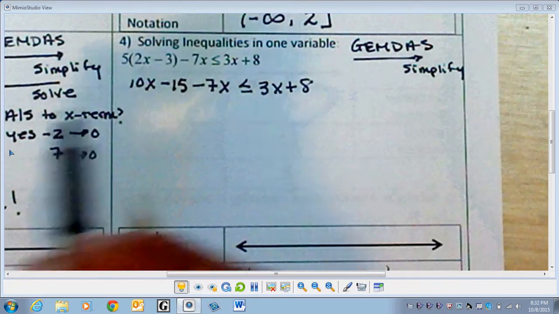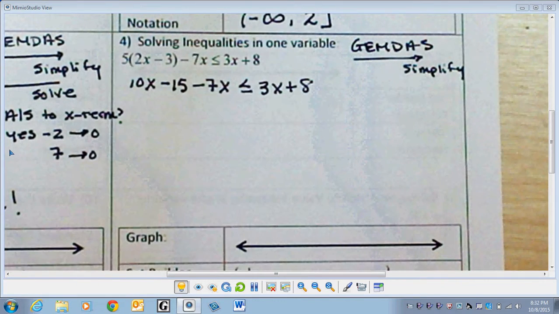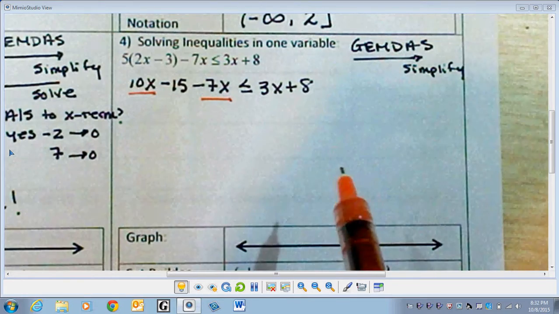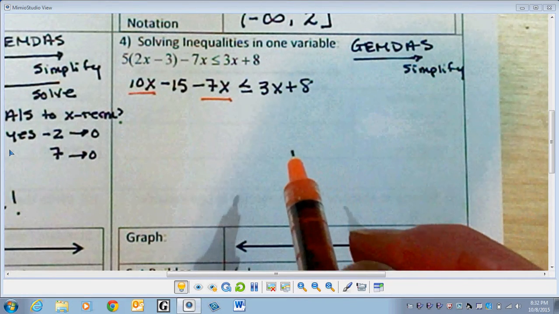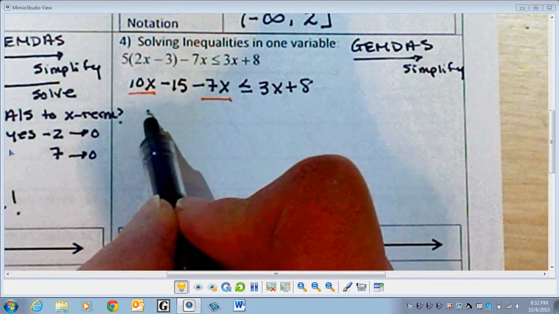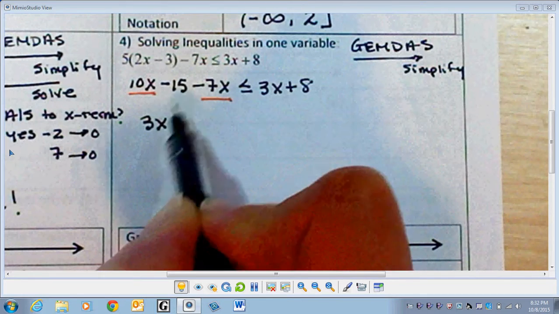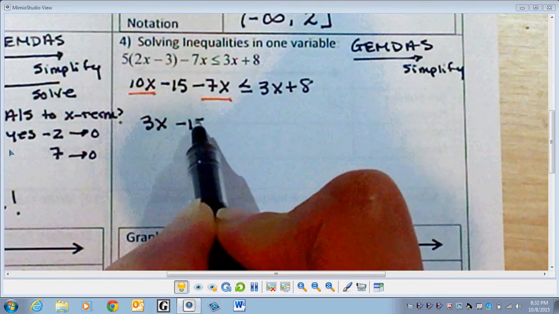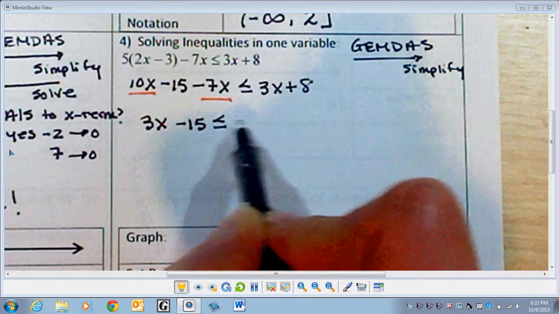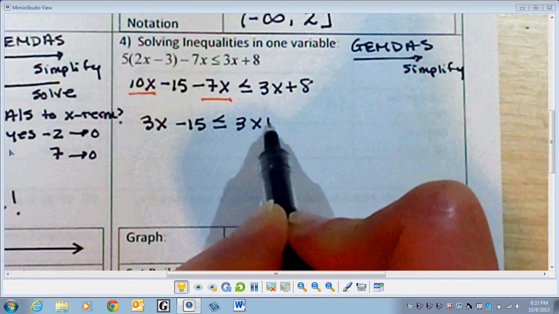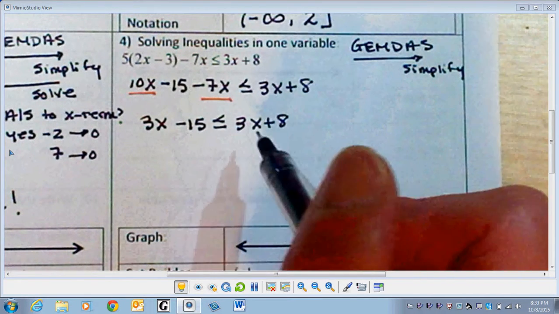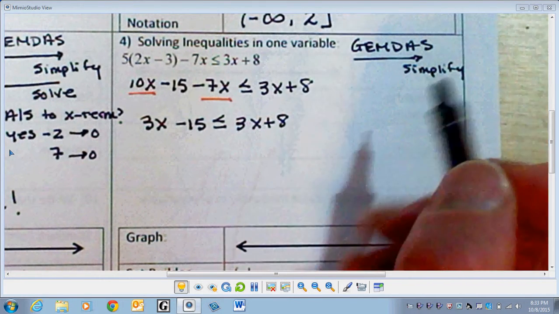I can still do some cleaning up because if I notice, what do I have on the left? I have an x term and an x term. So I can combine those two. So I have 10x minus 7x, which gives me 3x. And then I bring down the 15. So that cleaned up that side is less than or equal to 3x plus 8. Okay? So now I have both sides of the equation as simplified as possible.